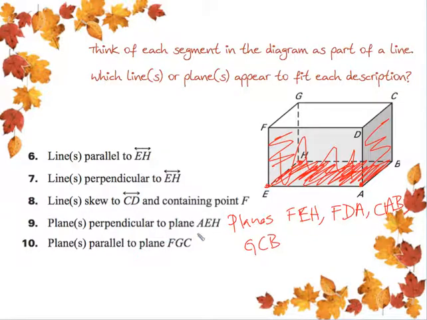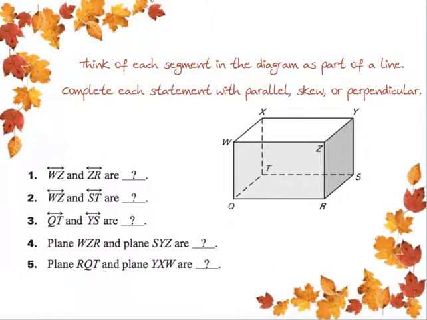And then planes parallel to FGC. So that's the top. So that would be the bottom. So plane ABH. You can name that plane a lot of different ways. Any combination of those 4 points, but you only need to pick 3 of them. All right, pause this, see if you can answer these, and then you can check your answers.